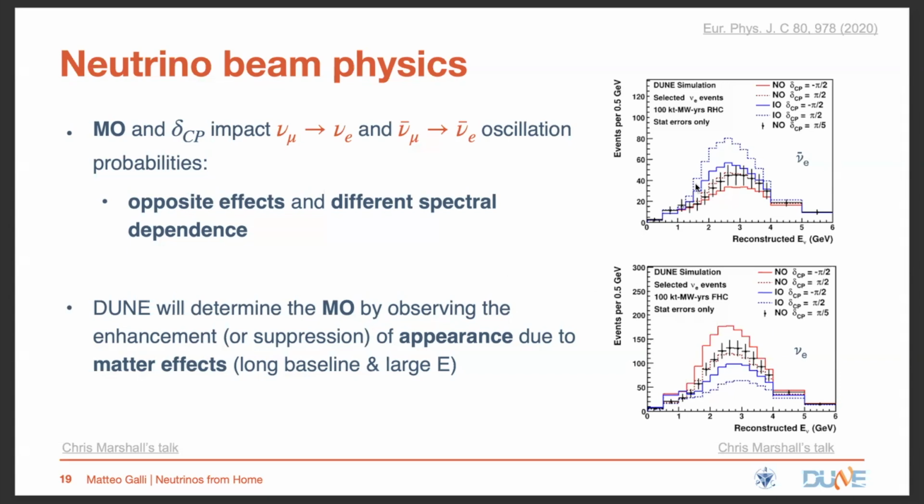see from this distribution, where the largest contribution comes from normal ordering with delta CP minus pi over 2 for nu e in red, and from inverted ordering with delta CP plus pi over 2 for the anti-nu e. Thanks to the very long baseline, matter effects induce an asymmetry between neutrino and anti-neutrino appearance probabilities that depends directly on the mass ordering. And DUNE, by observing this increase or decrease, will be able to determine the correct ordering.